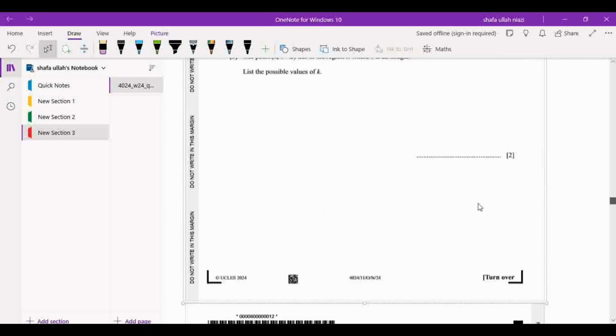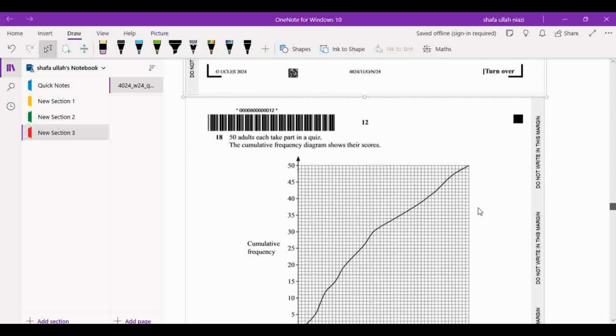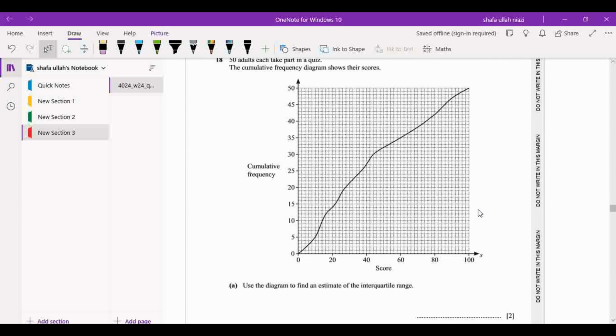Next is question number 18. 50 adults take part in a quiz. The cumulative frequency curve shows their scores. Use the diagram to find an estimate of the interquartile range. Interquartile range is upper quartile minus lower quartile. Upper quartile is 3/4 of the total value. So upper quartile is 3/4 times 50.